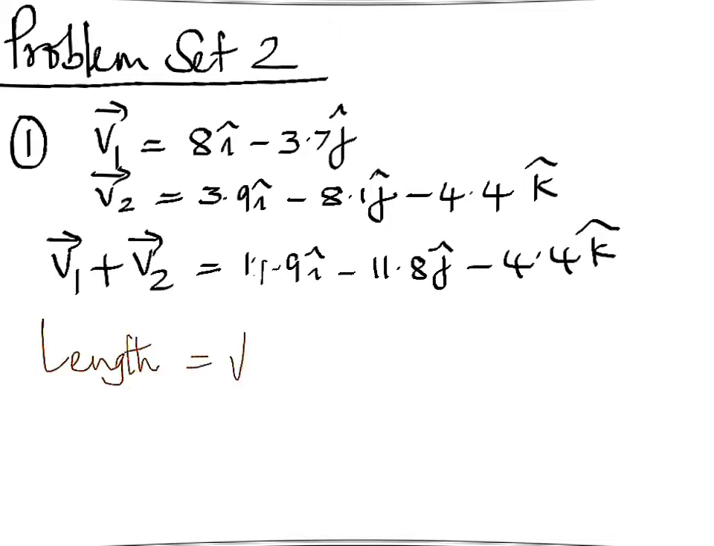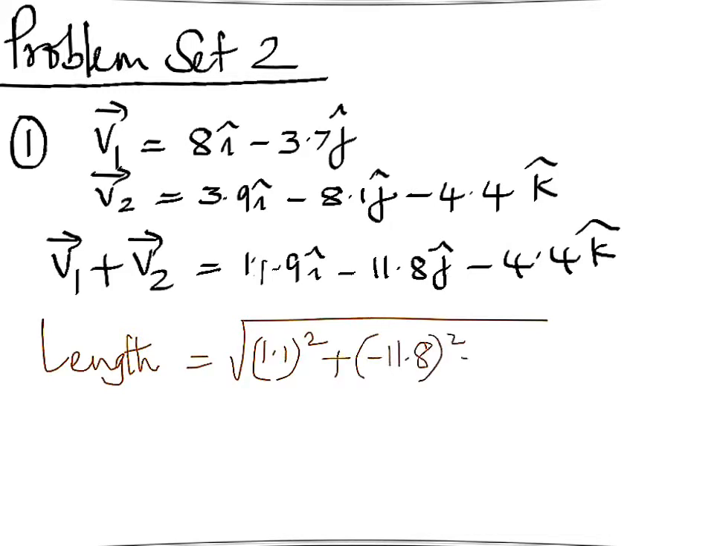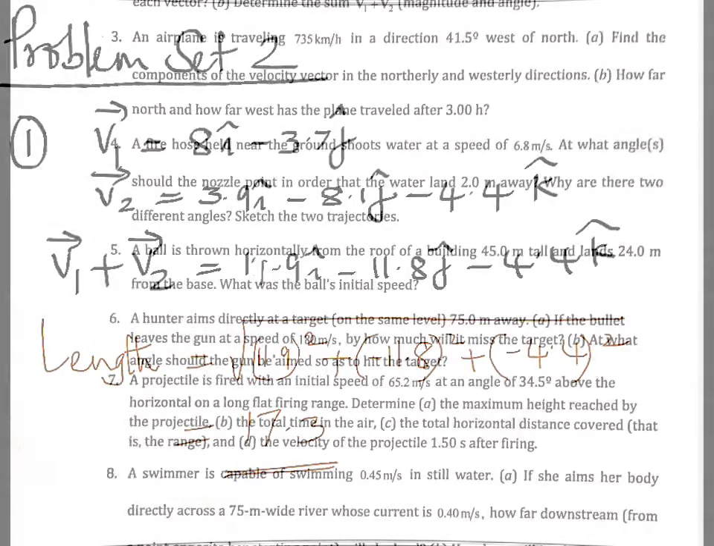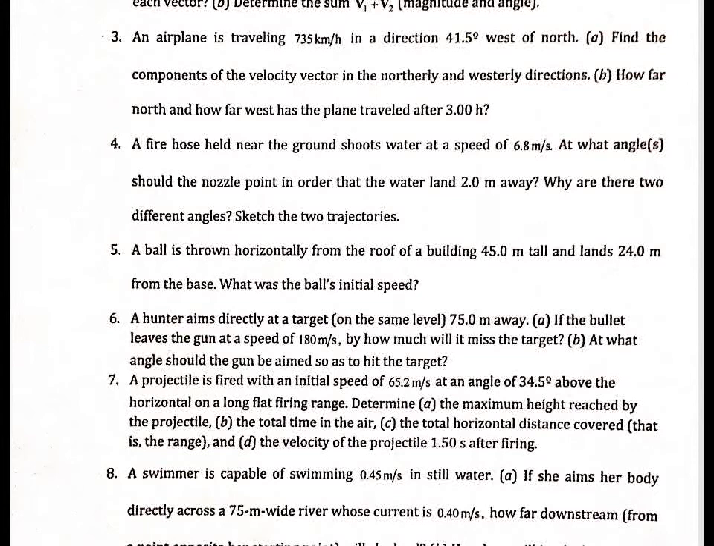And to find the length of the vector, square all these coefficients, add them up, and take the square root. And you would get 17.3.